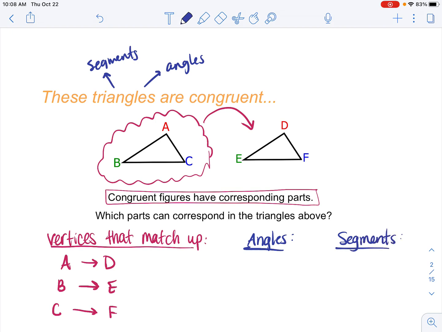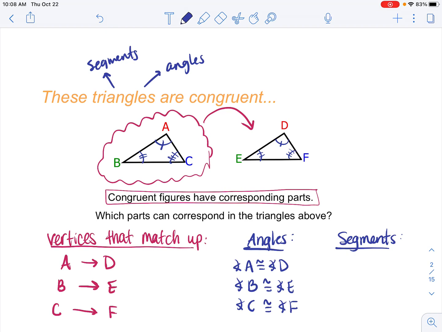So angle A would land directly on top of angle D. So angle A is congruent to angle D. Angle B is congruent to angle E. And angle C is congruent to angle F. Notice how we have to use the single tick mark, a double tick mark, and a triple tick mark for those angles. That's something that we haven't really been practicing too much recently, so it's something to remind ourselves of.